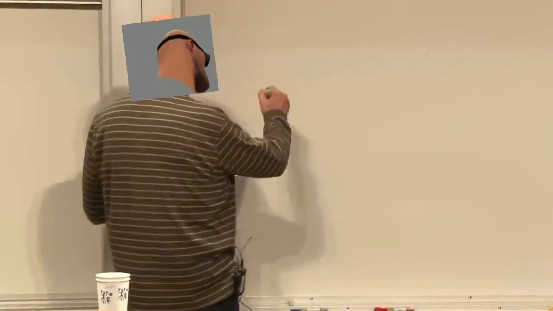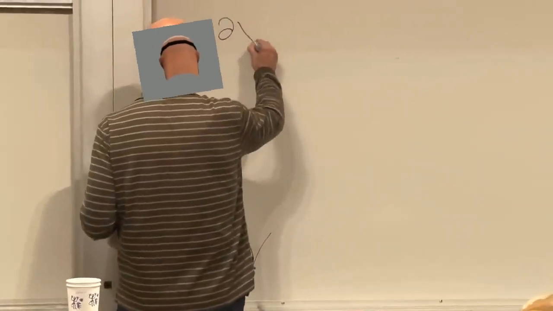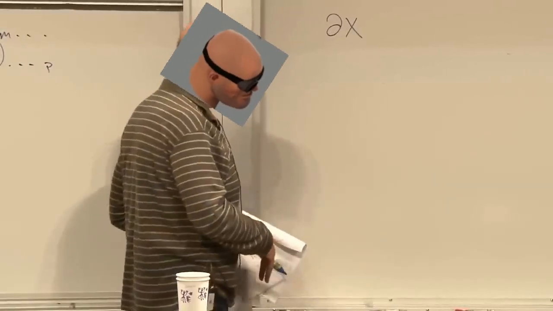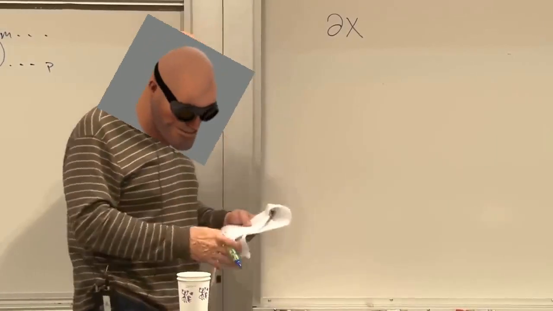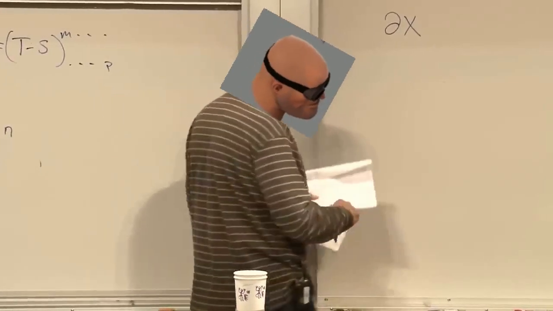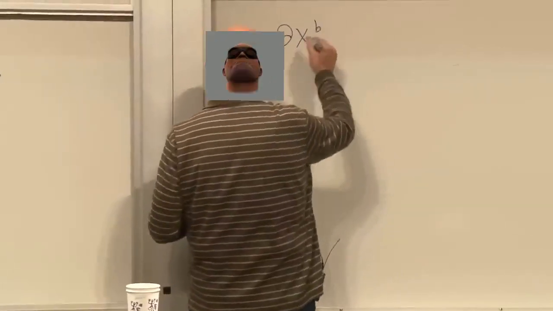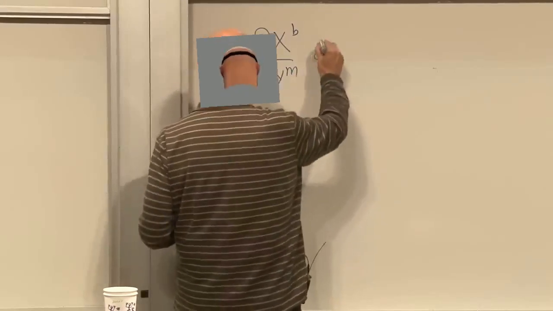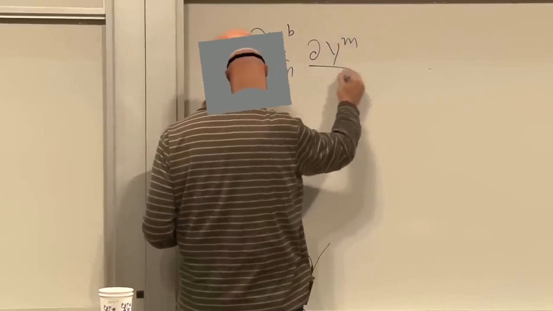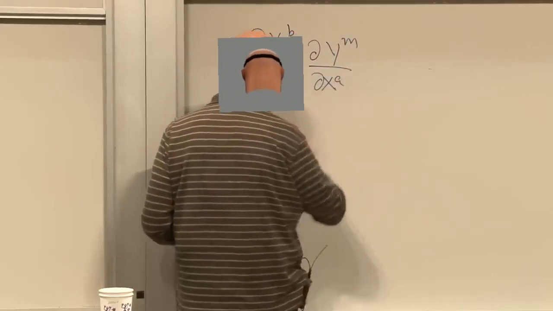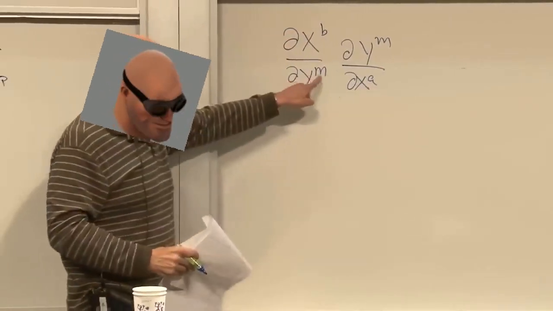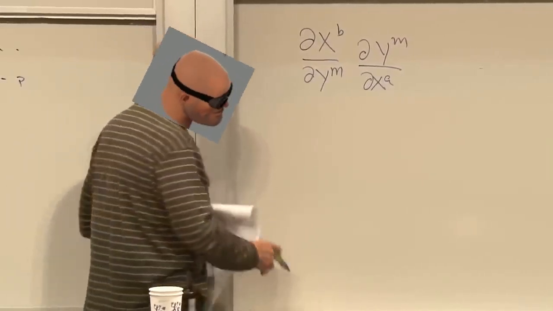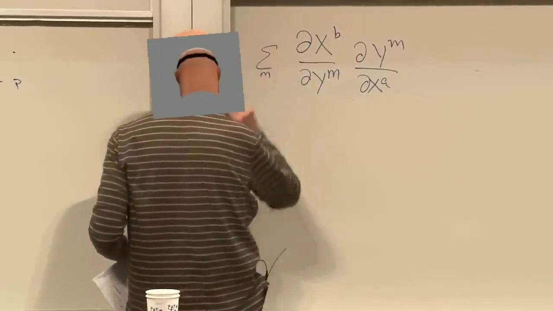Consider the object ∂xb/∂ym times ∂ym/∂xa. I've mostly used m and n's and p's and q's for the indices. I'm going to start using a's and b's. There just aren't enough letters in the alphabet to take them all from the same range. Take ∂xb by ∂ym, multiply that by ∂ym by ∂xa, and implicit in this formula is a sum over m. Implicitly, this means sum over m.